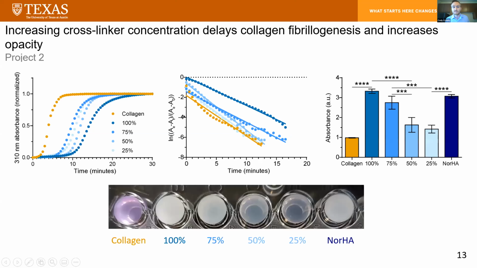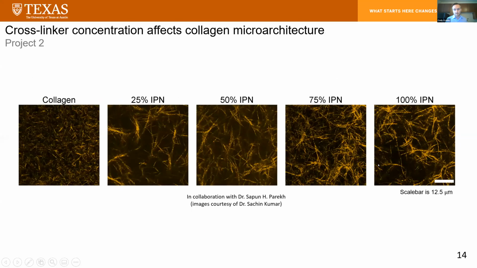Also, there was a definitive difference in opacity between these different hydrogels. By increasing the crosslinker incorporation, the gels became steadily more opaque until they almost matched the opacity of pure NORHA, as seen here. And perhaps most fascinatingly, in collaboration with Dr. Salpin-Prek, we were able to perform confocal reflectance imaging to look at the individual collagen fibers. What we see is that in collagen alone, we have very thin, very dispersed fibers. And in the different IPNs shown here, these fibers basically bundle together. They become much thicker and much less dispersed.